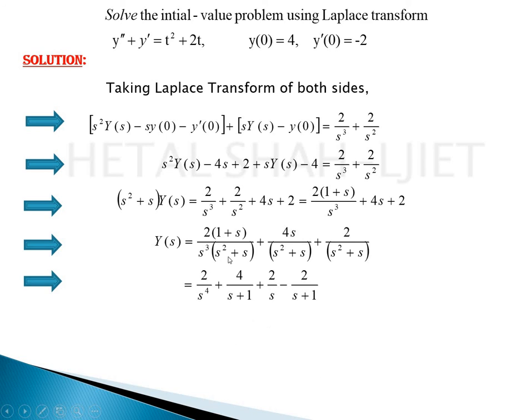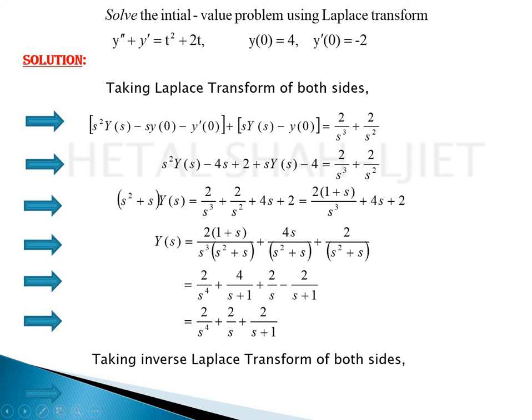So by simplifying here, if we take s as a common factor, then s plus 1 by 1 plus s, the 1 plus s cancels. Similarly, if we take s common, then the s cancels. This is 4 upon s plus 1. Here we split the last term into two terms, that is 2 by s minus 2 upon s plus 1. Now by simplifying we get 2 upon s raised to 4, 2 upon s, and 4 upon s plus 1 minus 2 upon s plus 1, so that is 2 upon s plus 1.